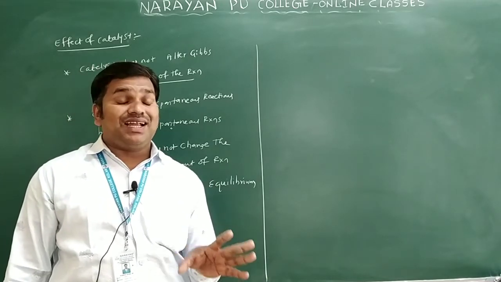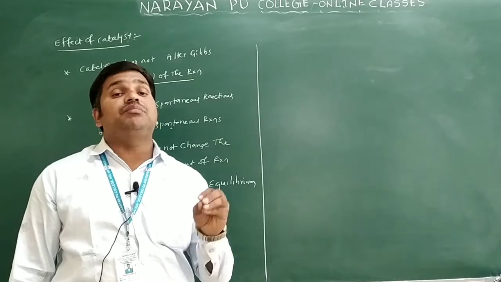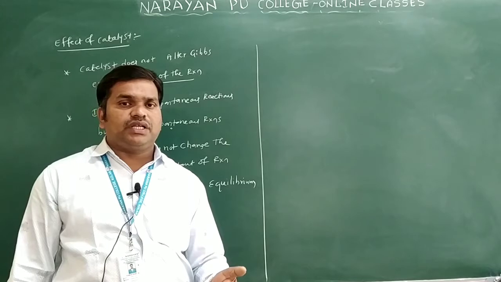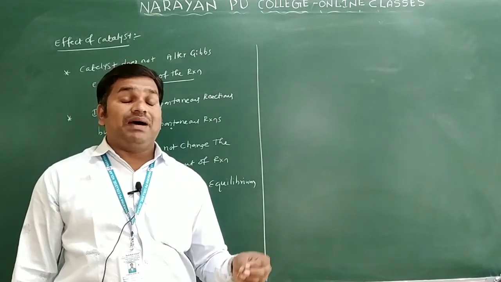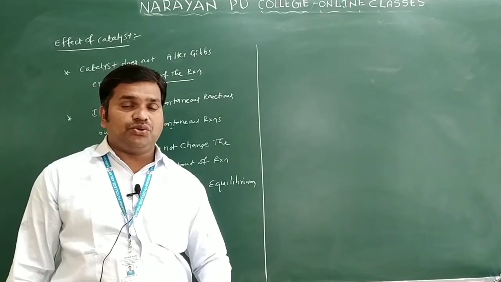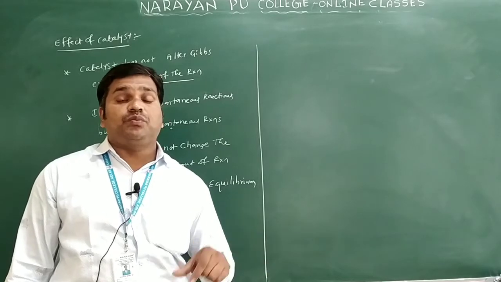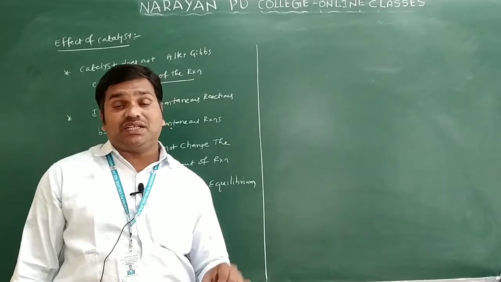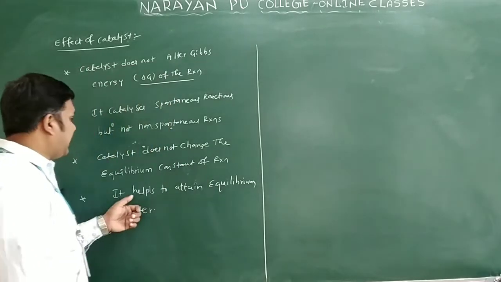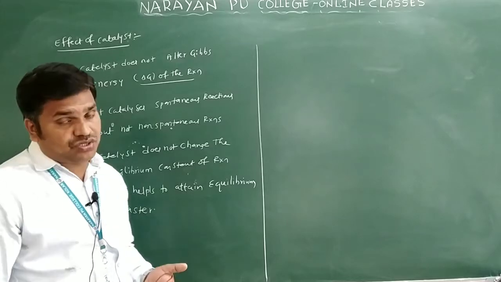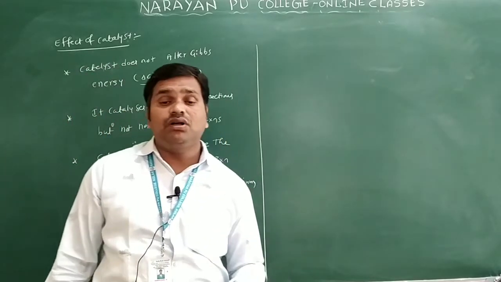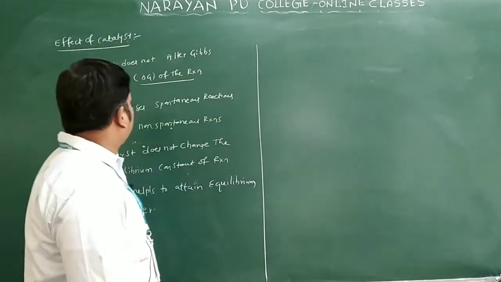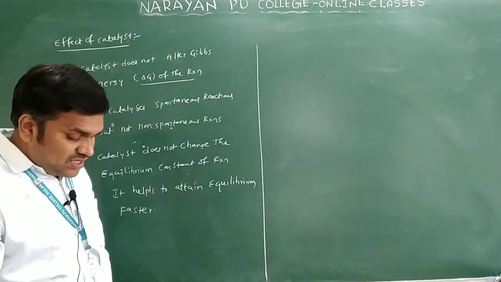And one more here, catalyst does not disturb the equilibrium position. Equilibrium position means what here? The rate of forward reaction is equal to the rate of backward reaction. That position we are calling the equilibrium position. So equilibrium position is not affected by the catalyst. What it will do is help to attain equilibrium faster. If the equilibrium is forming very slowly, it will make the equilibrium get attained faster. So these are some of the characteristics of the catalyst.